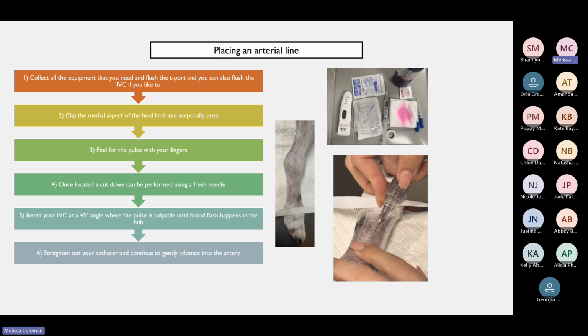Insert your catheter at a 45-degree angle, not that different to placing a venous catheter, but you're not holding it up or anything like that. You are just literally feeling and then poking. And you're going totally by feel. You can't see it. It's just a poke. And then if you see blood in the hub, always just stop for a second because we don't want to go straight through. So then once you've seen the blood, you can straighten out your catheter and gently advance into the artery.